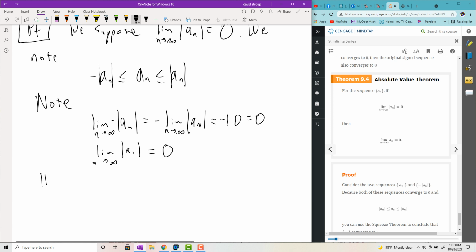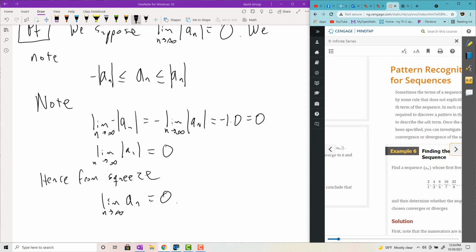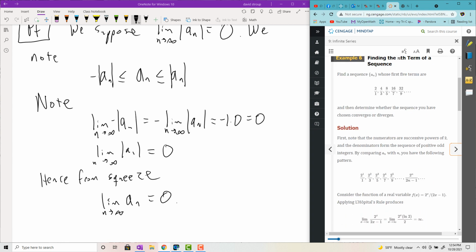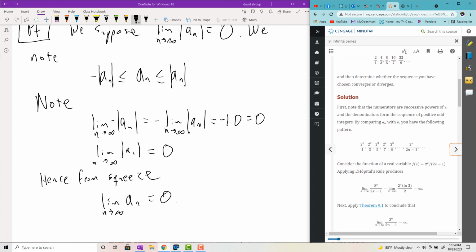So hence, from the squeeze theorem, we can make our conclusion. The limit of the thing in the middle, a sub n as n goes to infinity, is equal to 0. Okay, so that's your first introduction to a proof. There will be more and more proofs. There's going to be one more proof in this section later down the road.